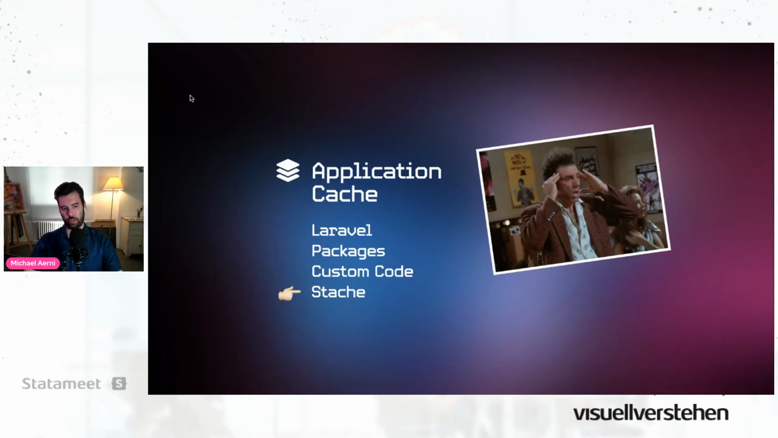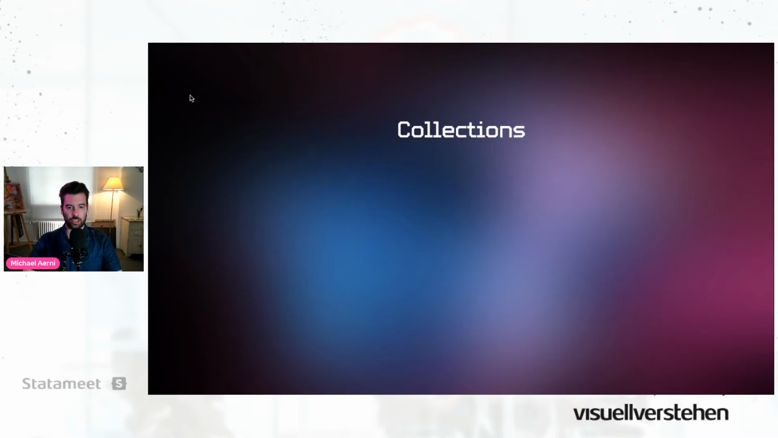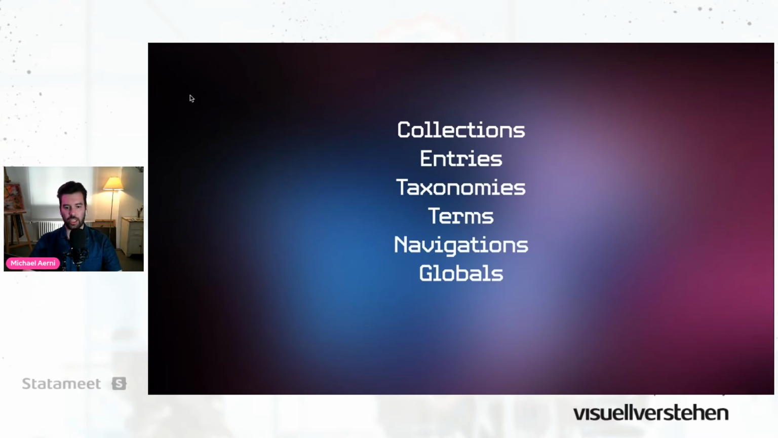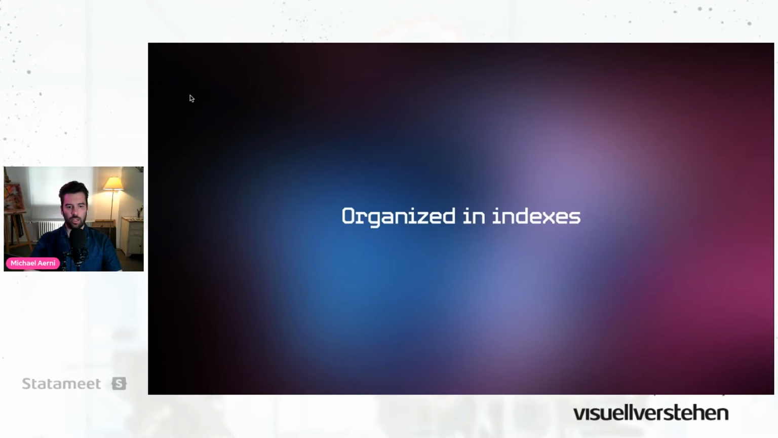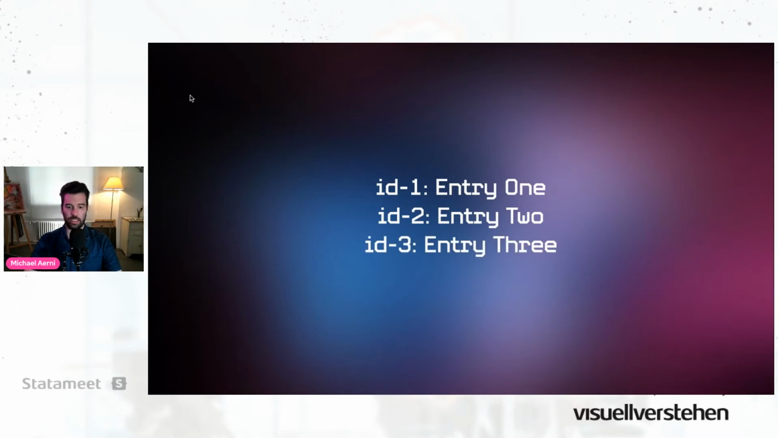So how does the Stache work? Well, the Stache is comprised of different stores. You would have a Stache store for your collections, one for your entries, for your taxonomies, for your terms, your navigations, your globals, and more. So you would have a store for each of your Statamic content types. Now, each of the stores is organized in indexes. An index could look like this: you have an ID and you have a title, ID and title, ID and title. This is the title index of the entry store. We'll get to that later.